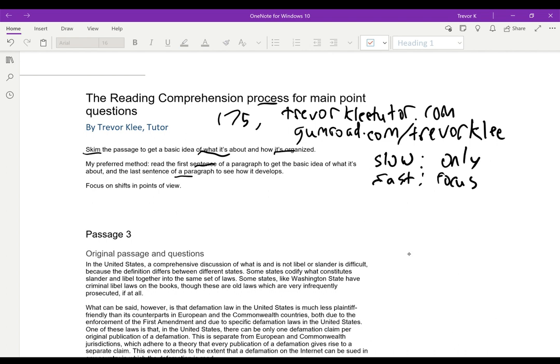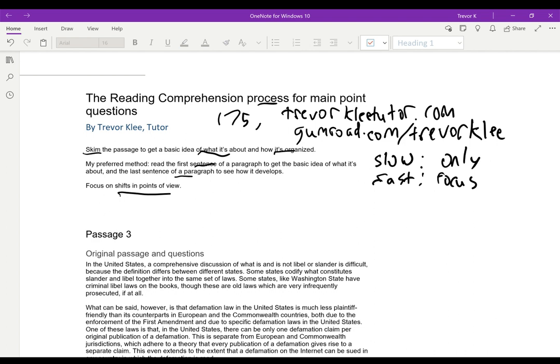Last, I tell all my students to focus on shifts in points of view. So you always have to think, what does the author think? What do the people mentioned think? Right? It's not necessarily the same thing. In fact, it frequently isn't. Frequently, the author says, this is what so-and-so thinks, and I disagree with them. Whenever they say stuff like that, you really have to pay attention. So that's the process. Skim by reading the first and last sentence, focus on shifts in point of view, and that should be enough to get you the main point.